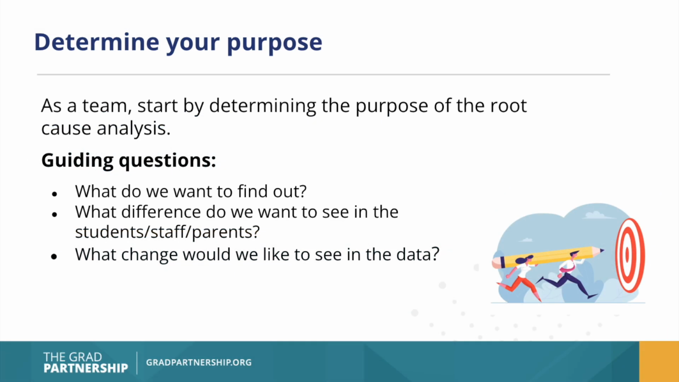Before beginning a root cause analysis, student success teams should determine their purpose and make sure all team members have a shared understanding of that purpose. Good questions for school teams to ask include, what do we want to find out? What difference do we want to see in the students, staff, or parents? What changes would we like to see in the data?